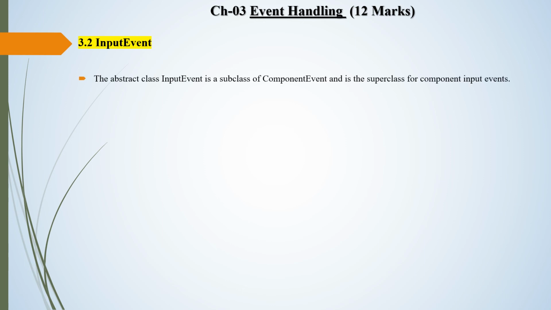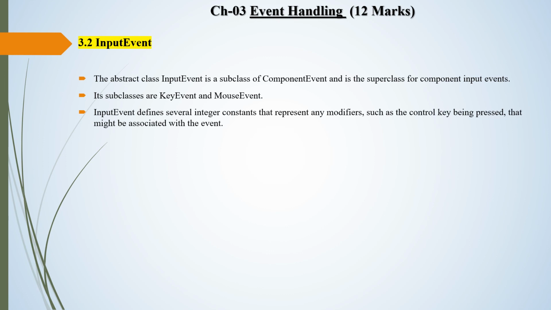Next class is the input event class. The abstract class InputEvent is a subclass of component event and is the superclass of the key event and mouse event. So remember one thing, the input event class is an abstract class. Its subclasses are key event and mouse event. So the input event class has two subclasses, key event and mouse event, that we will see in the next lecture.